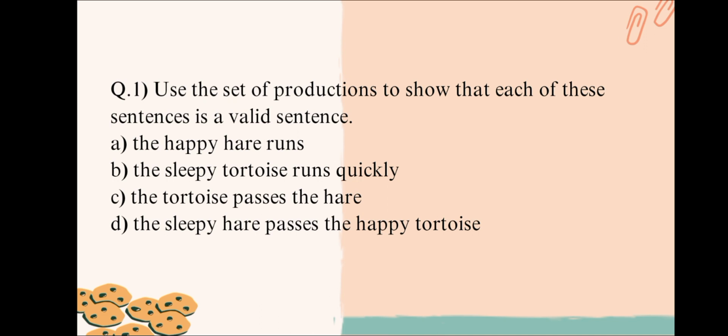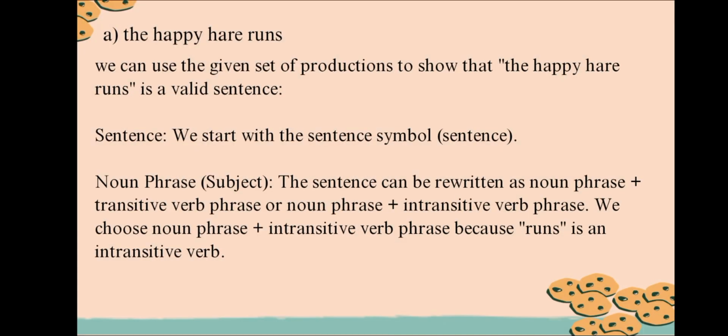In the first question: use the set of productions to show that each of these sentences is a valid sentence. We have to check each of the four sentences to see whether it is valid or not. The first sentence says: the happy hare runs. So we apply our production rules according to this sentence. We can use the given set of productions to show that the happy hare runs is a valid sentence.